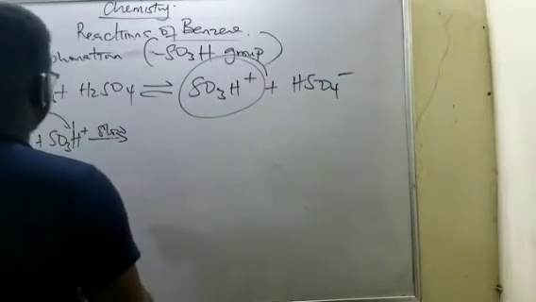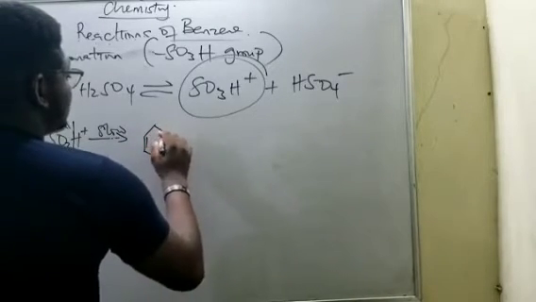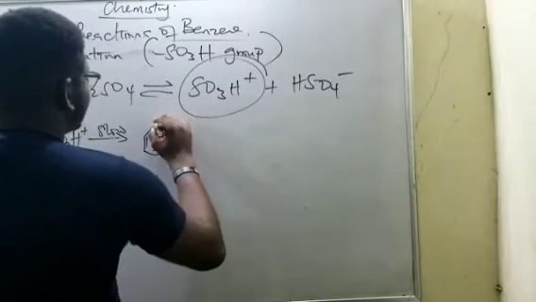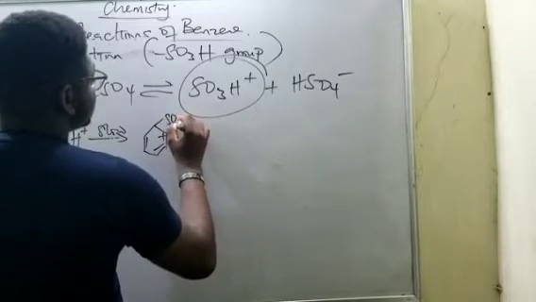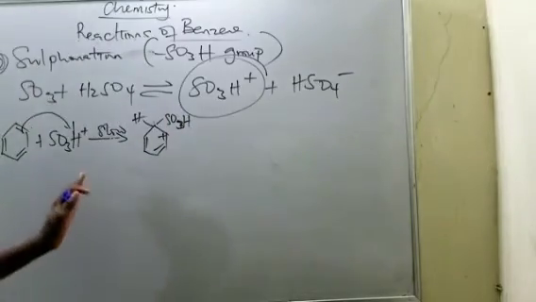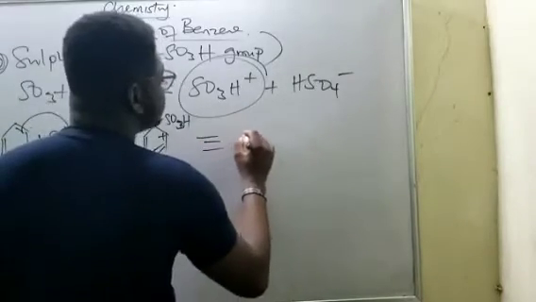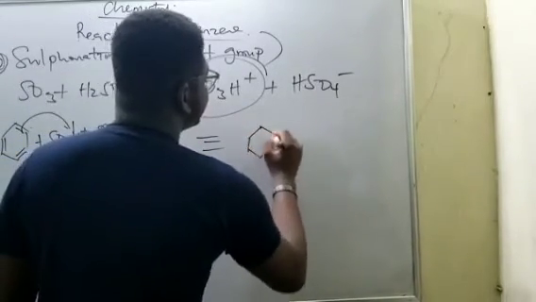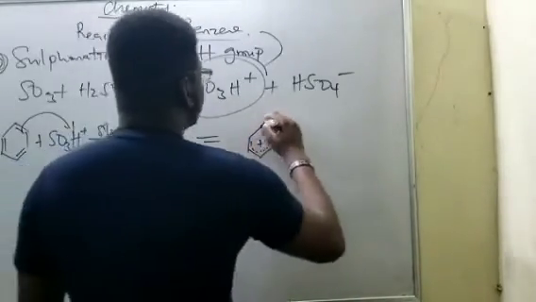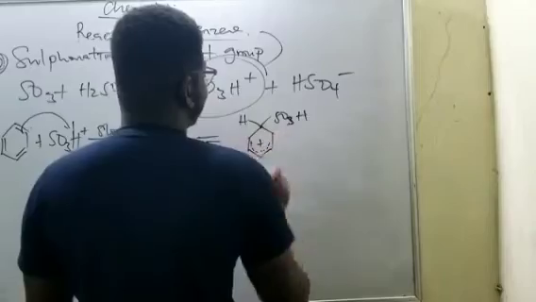So here we have our slow step where this attacks this, and we have something of this sort. Our positive sign is here because carbon is joined to just 3 atoms. Then we have SO3H and our hydrogen. Now this can undergo resonance structures just like we have done earlier, but we can also have the hybrid structure to show that the positive sign is resonating round. So we have SO3H and our hydrogen.